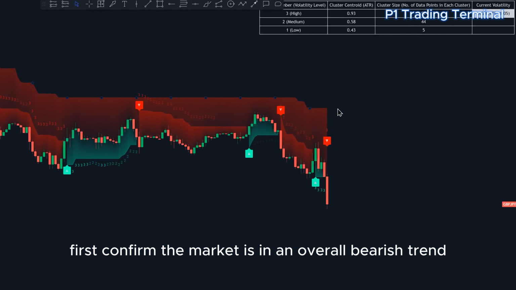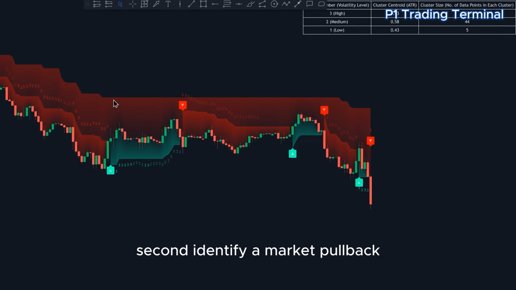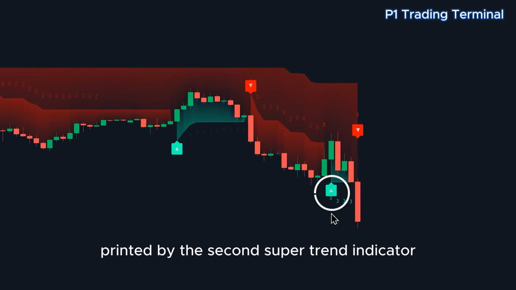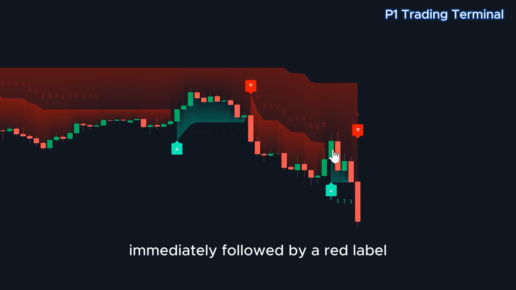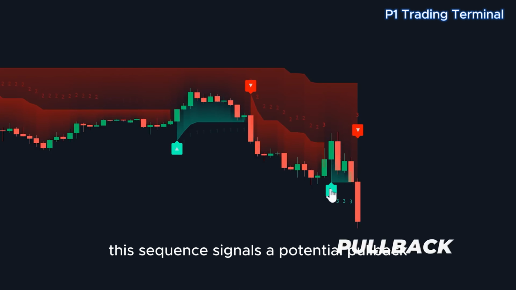First, confirm the market is in an overall bearish trend using the first supertrend indicator as a trend filter. Second, identify a market pullback. A pullback is indicated by a green label printed by the second supertrend indicator, immediately followed by a red label. This sequence signals a potential pullback.